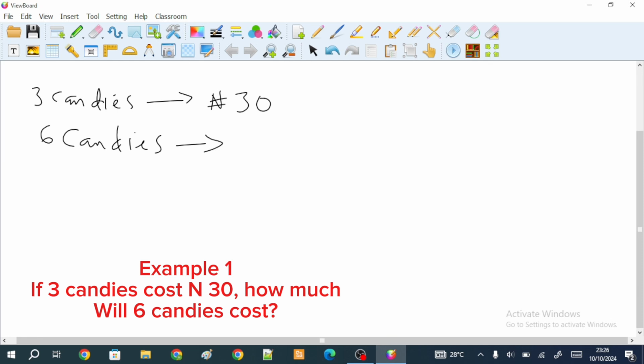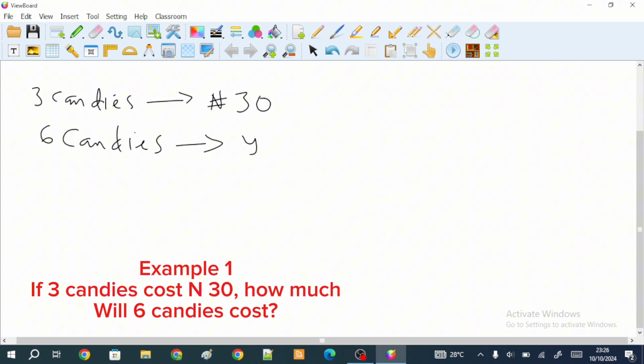We put an arrow. Right now, we don't know the cost of the candy. So we're going to represent this with an unknown. So I'm going to use any letter of the alphabet. In this case, I'm going to use Y. Y is an unknown. We don't know how much 6 candy is going to cost. So that is what we want to solve. All right. So the Y is going to give us something in naira. How much 6 candy is going to cost?